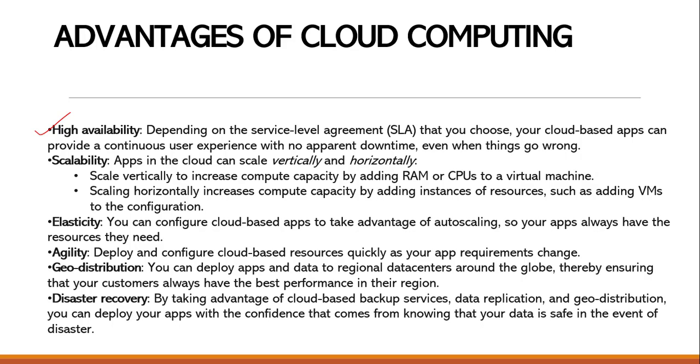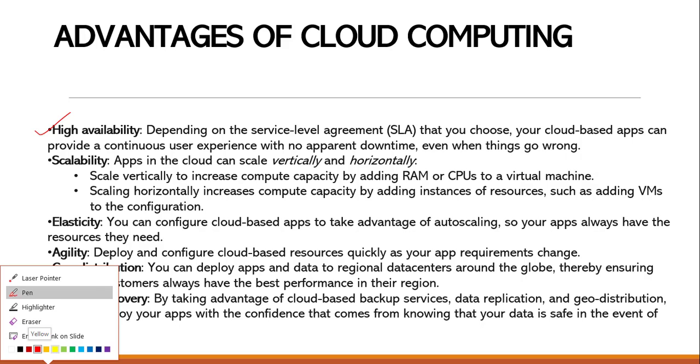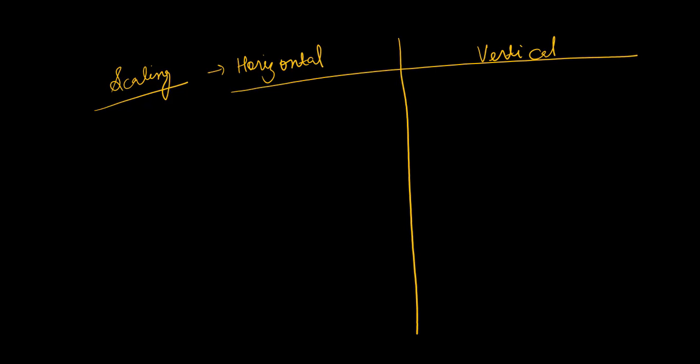Scalability: apps in the cloud can scale vertically and horizontally. That's a very important point. What is horizontal scaling and what is vertical scaling? As we talk about scaling, scaling is adjusting according to the requirement, right? Scaling is categorized in two categories. One is horizontal scaling, one is vertical scaling. When we talk about horizontal scaling, you increase the number of instances. And in vertical scaling, you increase the capacity of the instance.